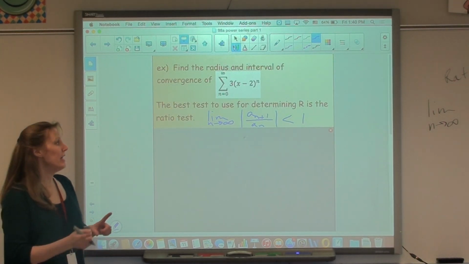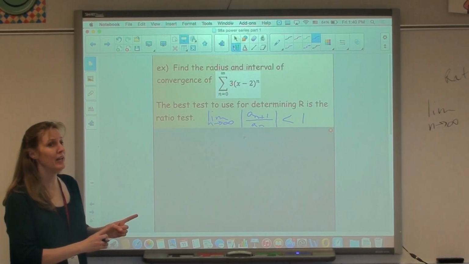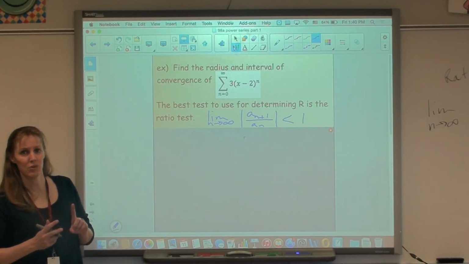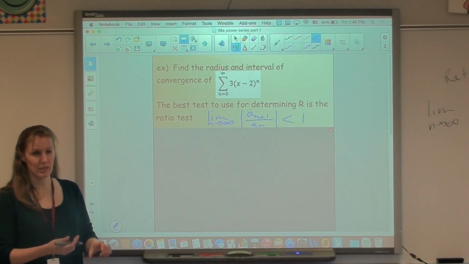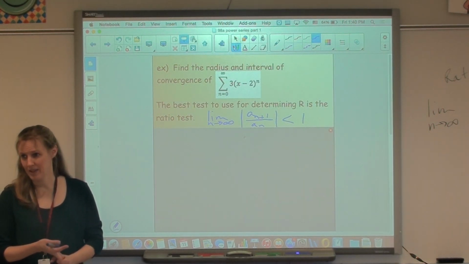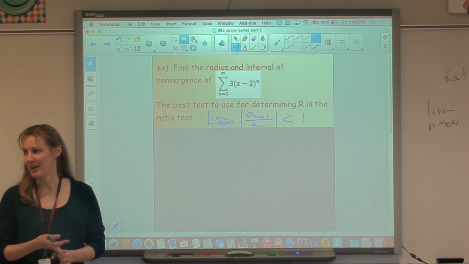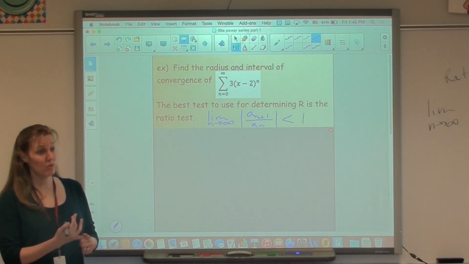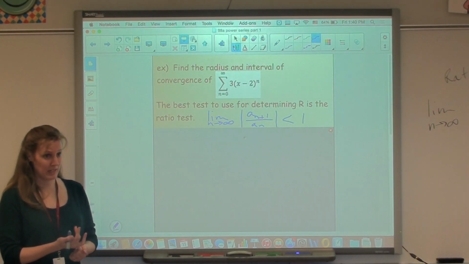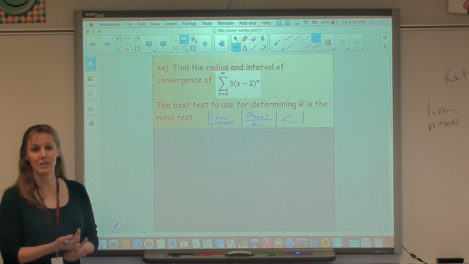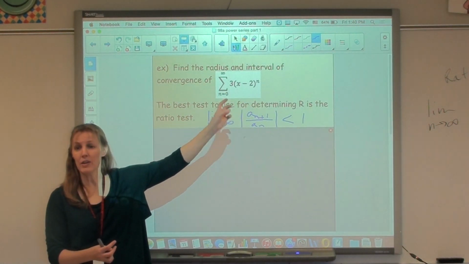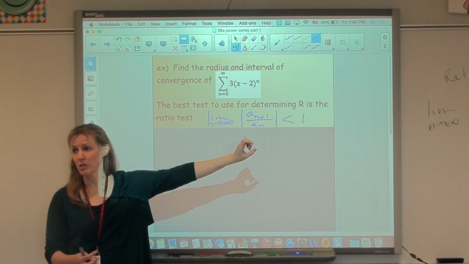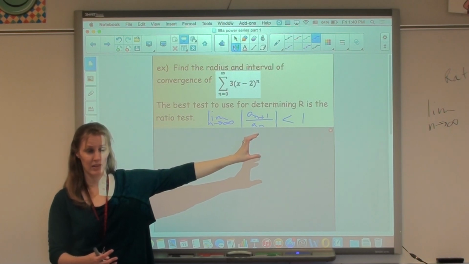All right. In addition to the ratio test today, we're also going to use a few other tests. We're going to use the nth term test, the alternating series test, and the P test. Most of you know the nth term test, right? The nth term test says, if you're just looking at your series right off the bat, if the limit doesn't approach zero, it diverges, right? That's the nth term test.